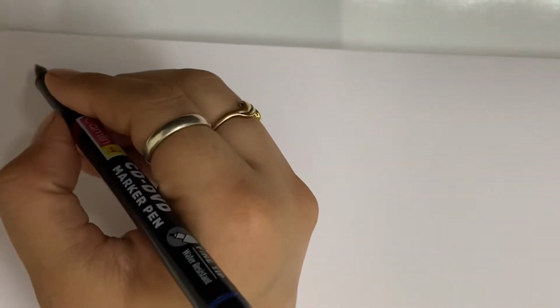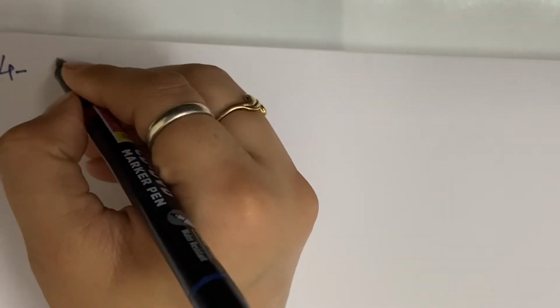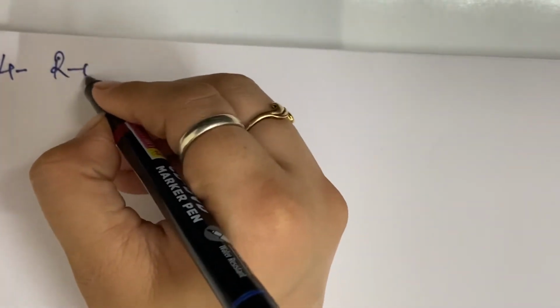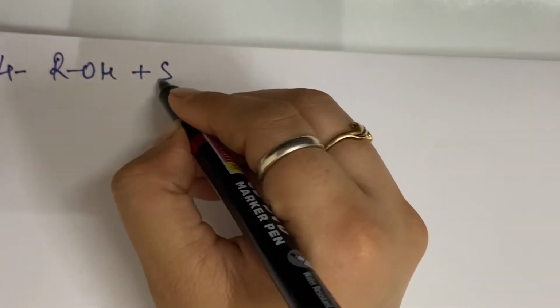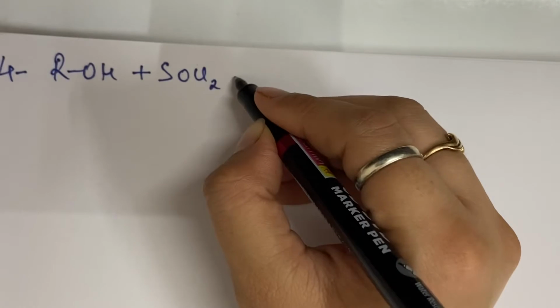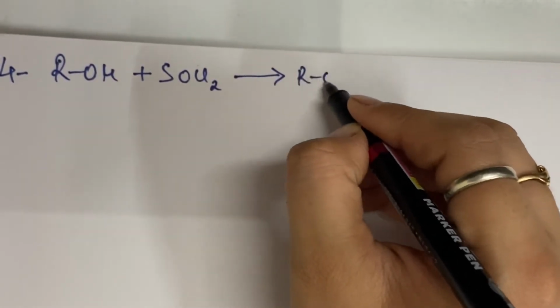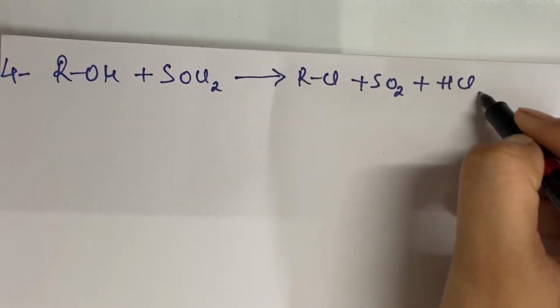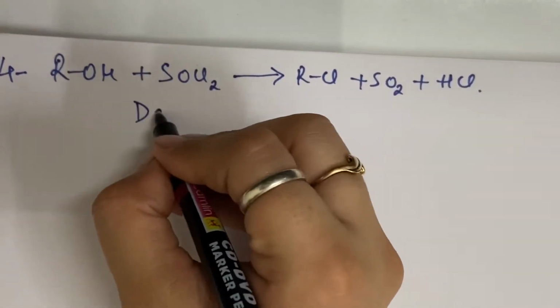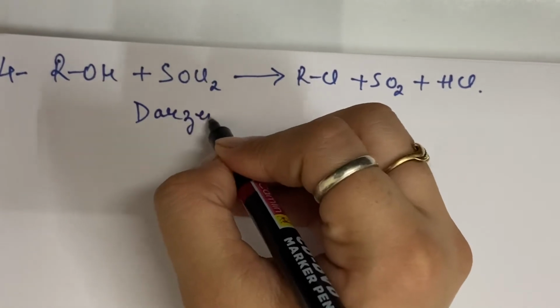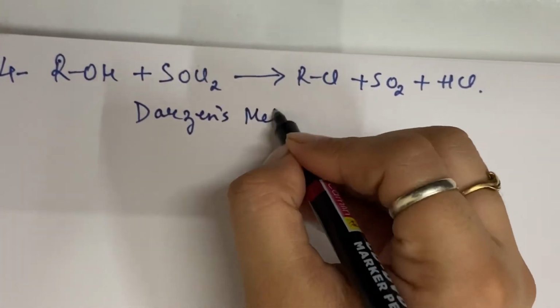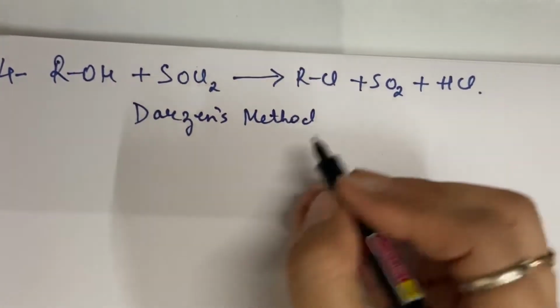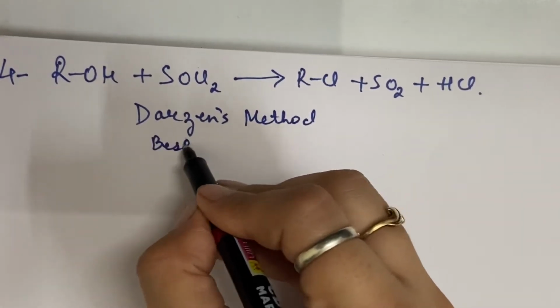Our next preparation of haloalkane is with alcohol only. So this is your fourth reaction in which alcohol is reacting with SOCl2 and it is giving RCl plus SO2 plus HCl. This method is called Darzens method, and this is the best method for the preparation of haloalkanes. Best method. Why is it the best method?